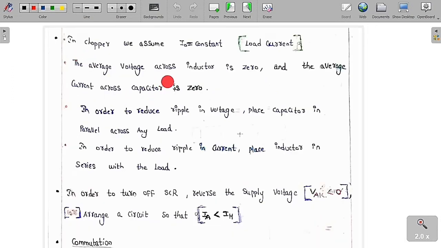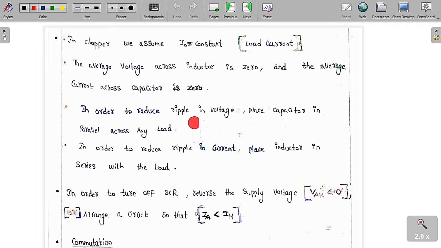In choppers, we assume that I0 is equal to constant, which is the load current. So therefore, in choppers, we are going to assume that the load current is constant. The average voltage across the inductor is zero and the average current through the capacitor is zero. This point I already told you: the average value of the inductor voltage is always equal to zero and the average value of the capacitor current is always equal to zero.